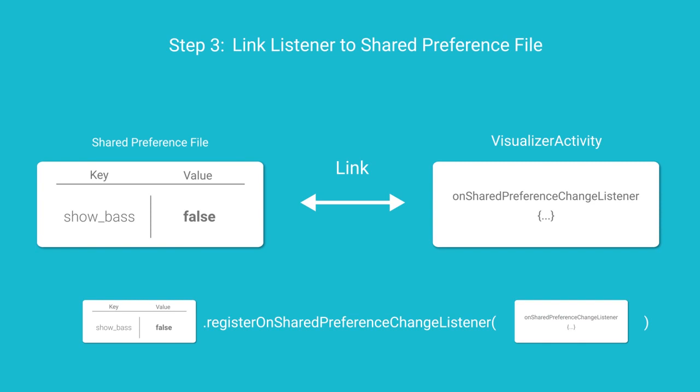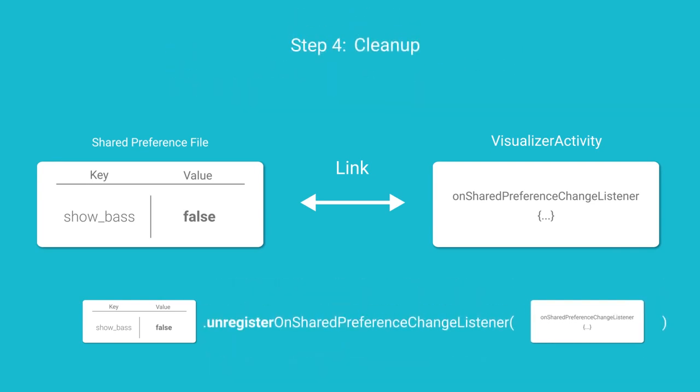You could do this using registerOnSharedPreferenceChangeListener. And then fourth, you also need to unregister the listener when the activity is shut down. You can do this using unregisterOnSharedPreferenceChangeListener. Phew, that was a mouthful.